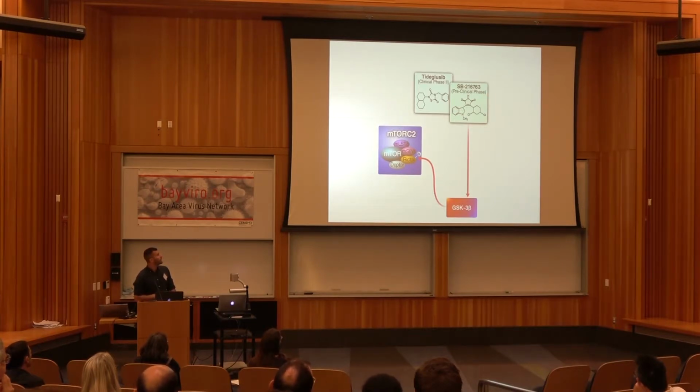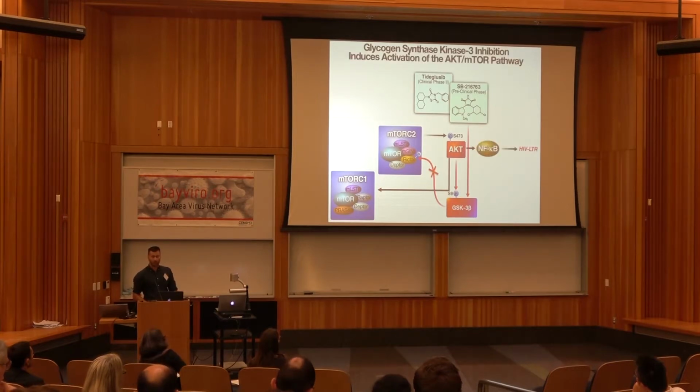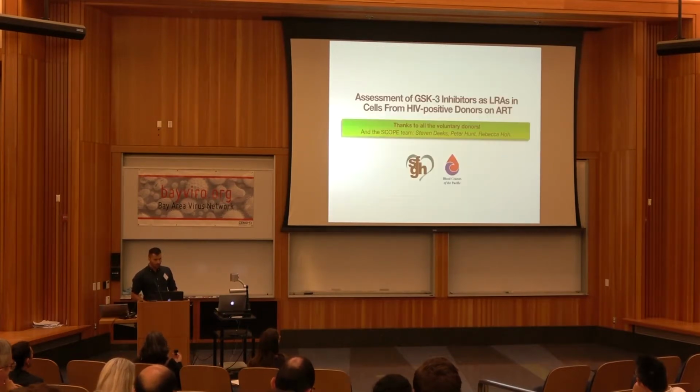SB216763 and tideglusib, which is already in clinical phase 2 of study, we basically remove the block that GSK3 has on mTOR. mTOR is then free to activate AKT. AKT in turn further activates the downstream signaling of mTOR and also activates NF-kappa B. So glycogen synthase kinase 3 inhibitors activate AKT and mTOR. Let's give it a try.